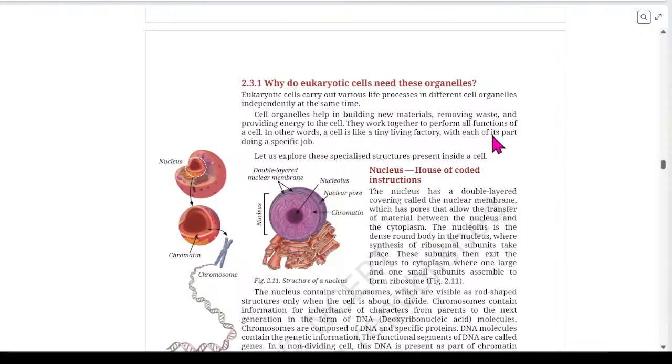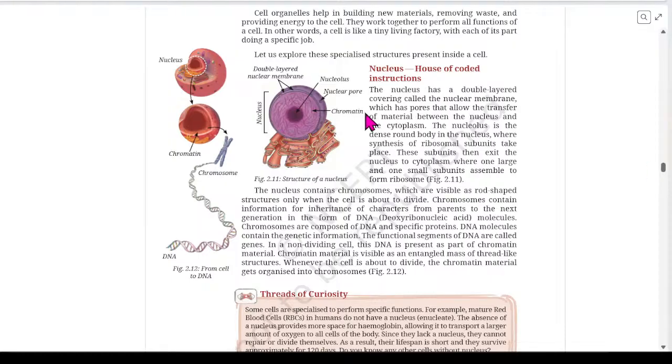Let us explore these specialized structures present within a cell. Nucleus, which is a house of coded instructions. The nucleus has a double-layered covering called the nuclear membrane, which has pores that allow the transfer of material between the nucleus and the cytoplasm. The nucleolus is the dense round body in the nucleus where synthesis of ribosomal subunits takes place. These subunits then exit the nucleus to the cytoplasm where one large and one small subunit assemble to form the ribosome.